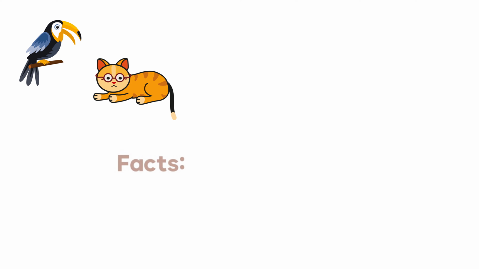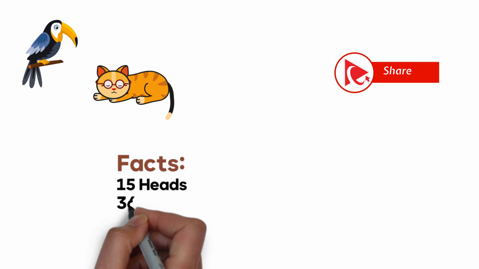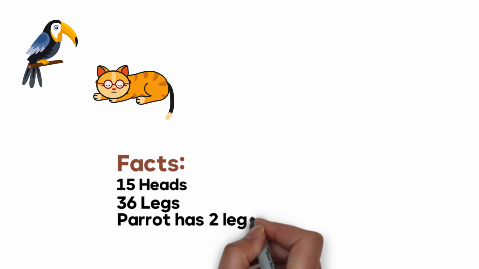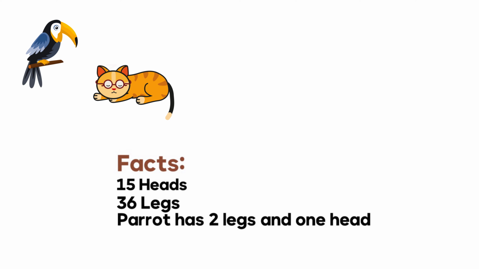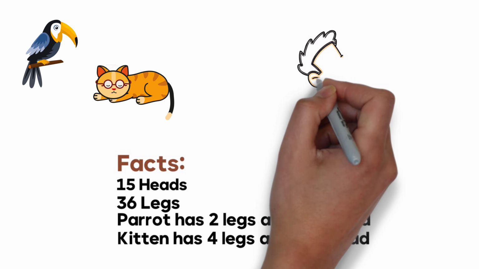And we have 2 facts here. We have 15 total heads of animals in the store, and we also have 36 legs. We also know that each parrot has 2 legs and 1 head, and each kitten has 4 legs and 1 head. In fact, both animals have 1 head.